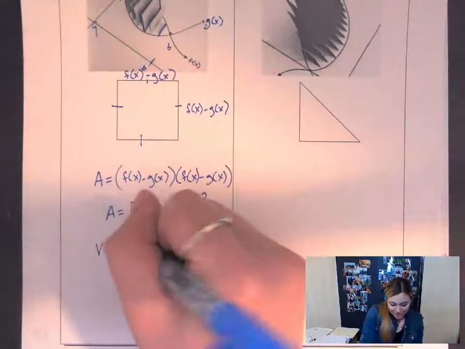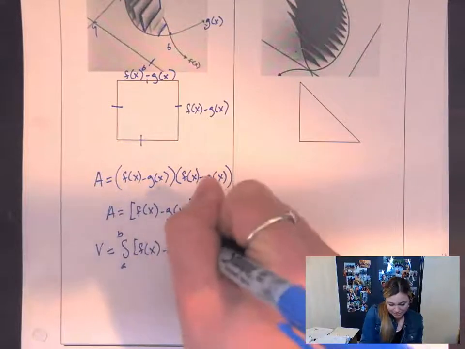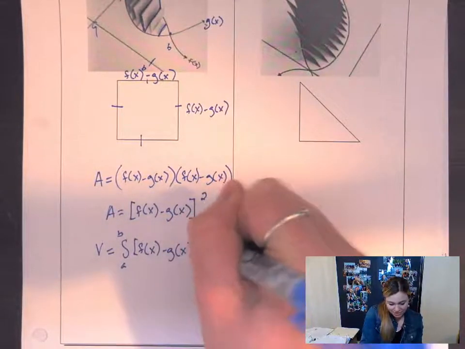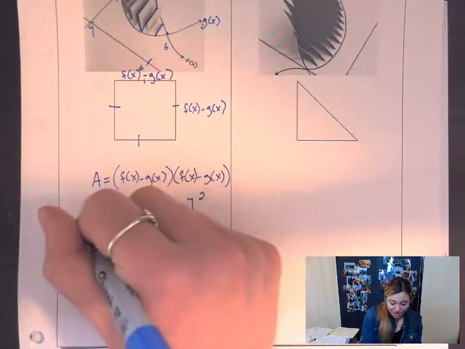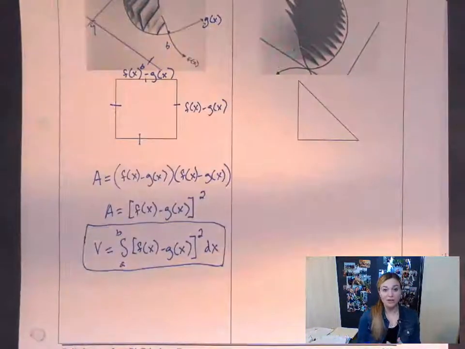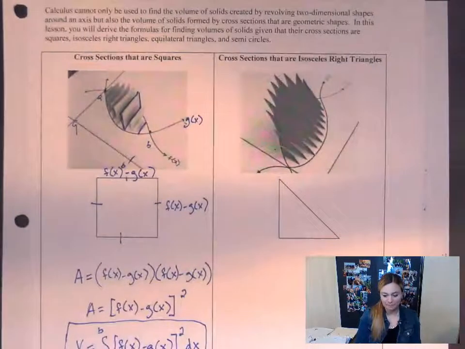So I'd say the integral of f of x minus g of x, squared, because I'm adding up the infinite number of areas of each one of these squares. Okay, so we've got this one. Now let's go to the next one and think, same idea.